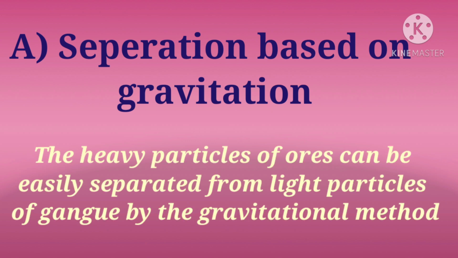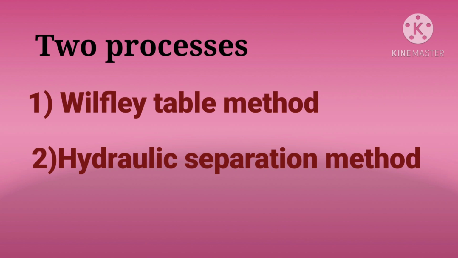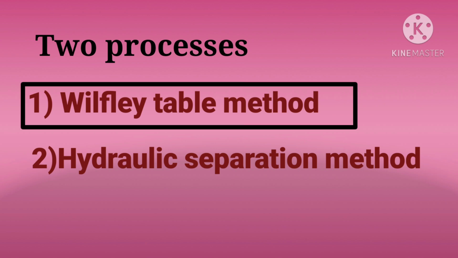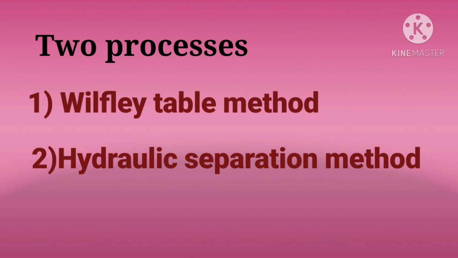Now, separation based on gravitation. The heavy particles of ores can be easily separated from the light particles of gangue by the gravitation method. That means we can separate the gangue, which are light particles, from the heavy particles of metal. So the two processes are there. First one, Wilfley Table Method, and second one, hydraulic separation method. By using these methods, we can separate the gangue particles from the ore.